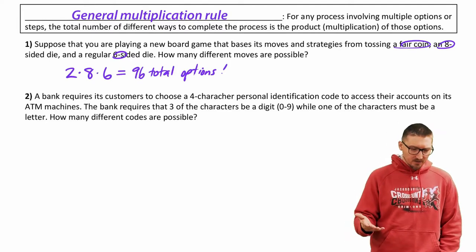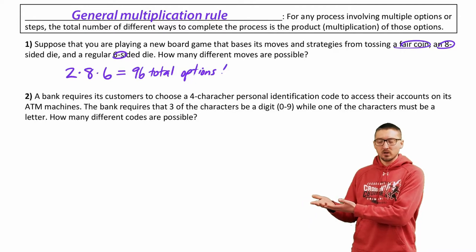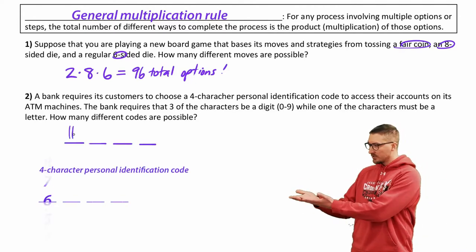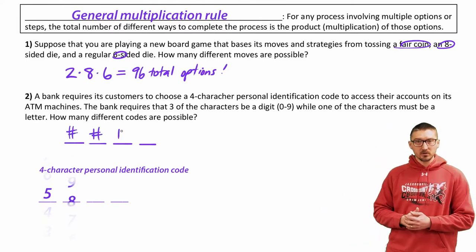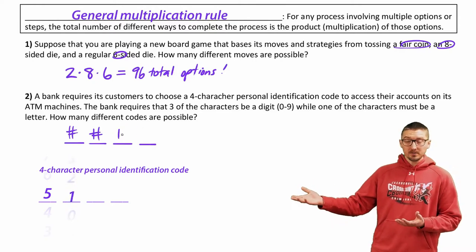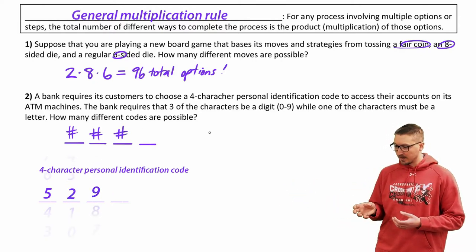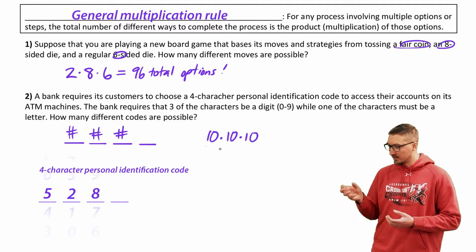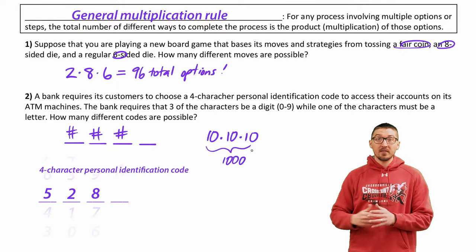Now, I like to think about these questions in terms of blanks, the possibilities that could go in the 4-digit PIN. And so the first 3 blanks have to be numbers, digits 0 through 9. And you can choose anything you want. So 0 through 9 in the first spot, 0 through 9 in the second spot, 0 through 9 in the third spot as well. And so if you're thinking about possibilities, that's 10 digits, 10 digits, 10 digits. And we're multiplying those up. So out of the first 3, you could have 1,000.